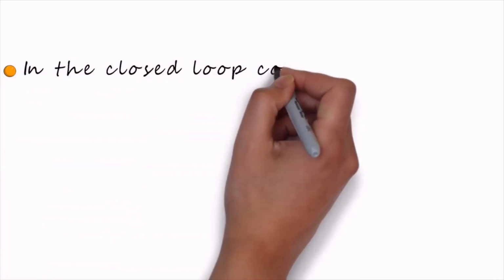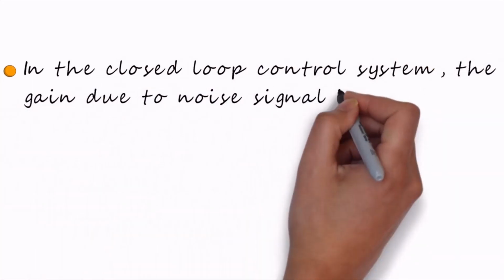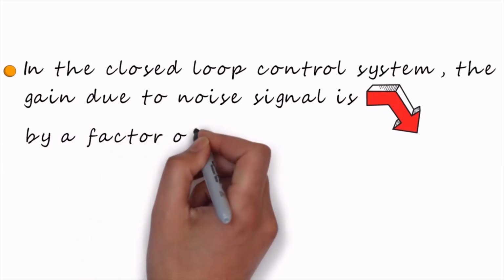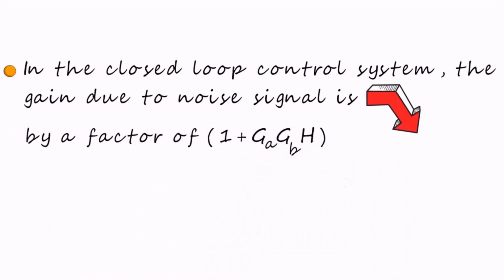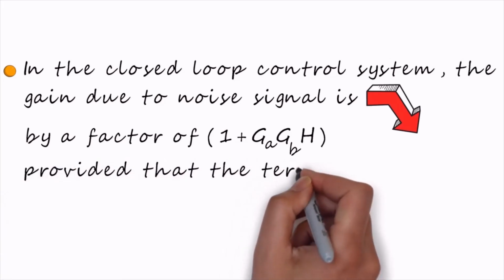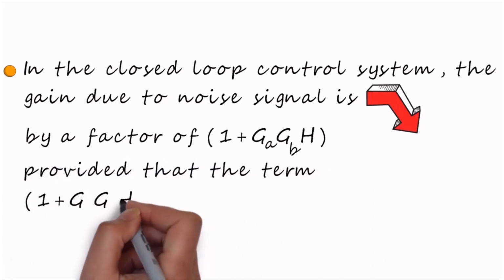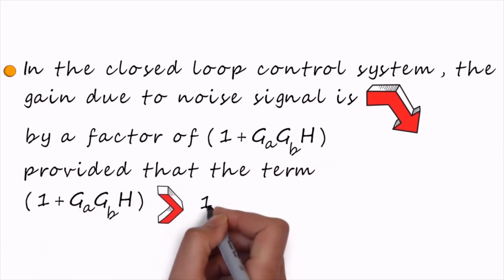Hence, by obtaining these transfer functions, we can say that in the closed loop control system, the gain due to noise signal is decreased by a factor of 1+GA GB H, provided that the term 1+GA GB H is greater than 1.